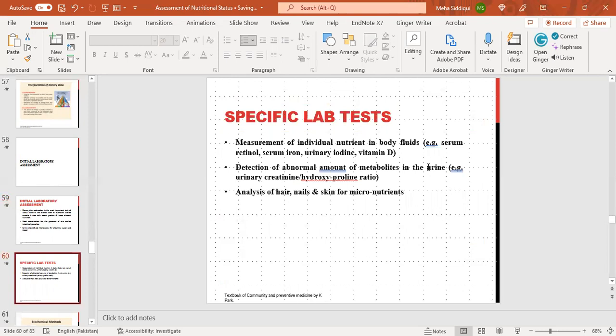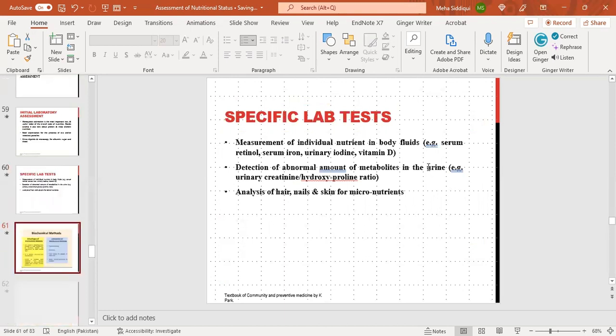Specific lab tests. Measurement of individual nutrients in body fluids like serum retinol, serum iron, urinary iron, vitamin D, detection of abnormal amounts of metabolites in the urine, and analysis of hair, nails, and skin for micronutrients.